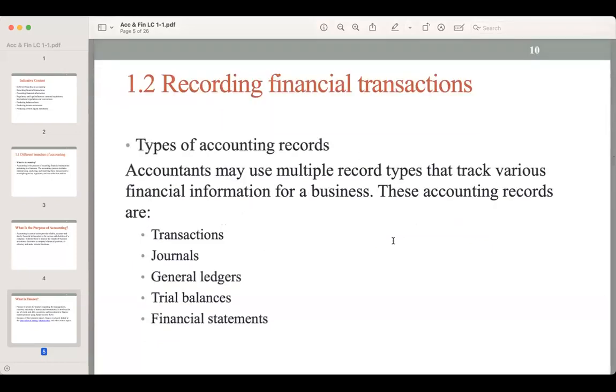Type of accounting records. Accountants may use multiple record types that track various financial information for a business. So these accounting records include transaction journals, ledgers, trial balance, and financial statements.